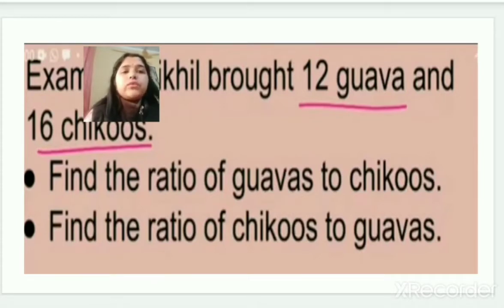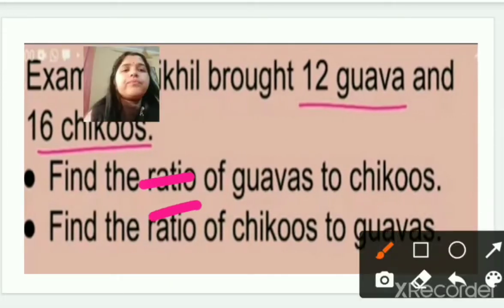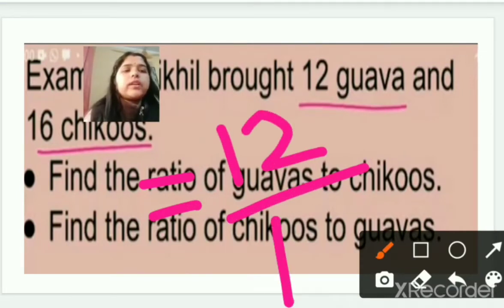So how will you write it? You will write the ratio of guavas upon the ratio of chikus. That will be equal to what? The guava number is 12. And what is chiku? That is 16, right?